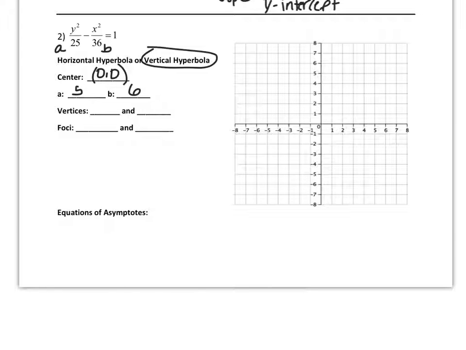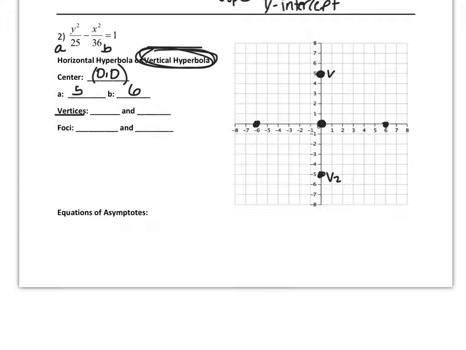Now we know the vertices are a units away from the center, but since it's opening up vertically this time, let's see where the vertices will lie. So let's graph what we know. Here's my center, and now since we know it's opening vertically, my vertices are actually going to go up 5 and down 5. So this is V2, V1. Now my b value is on my conjugate axis, which is 6 from the center, so here and here.